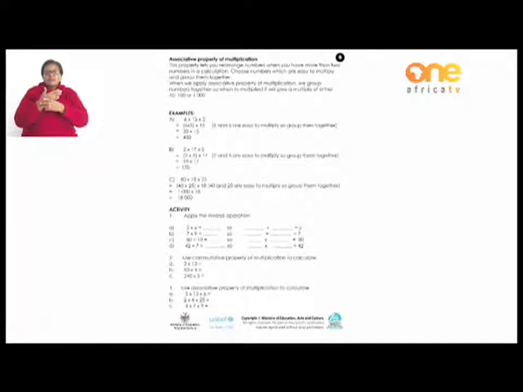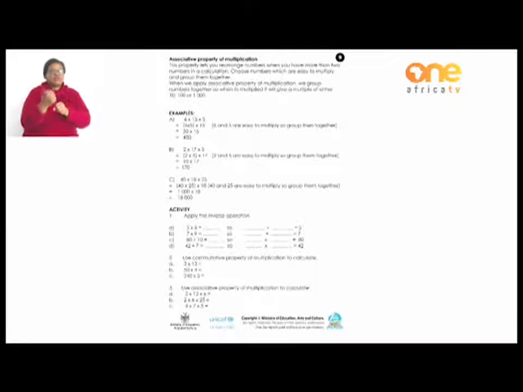Number 1, apply inverse operations. In A, we have 5 times 6. So what will be the answer with division, which will give us 5? B, 7 times 9. What is our answer? And the inverse operation of that, the answer will be 7. C, 80 divided by 10. What will be the answer? And the inverse operation is multiplication, whereby we'll get 80.